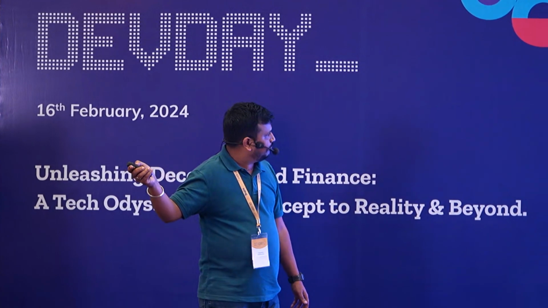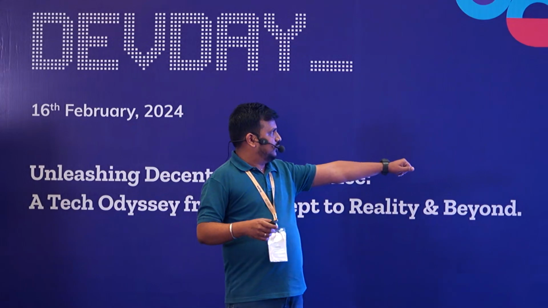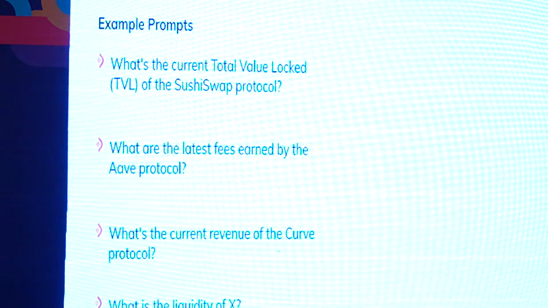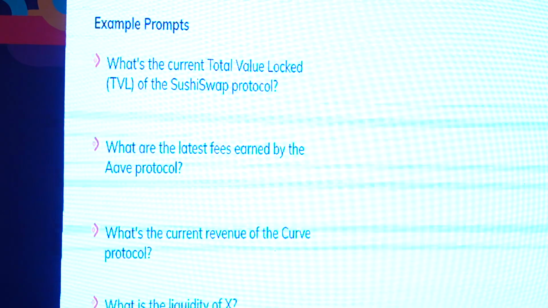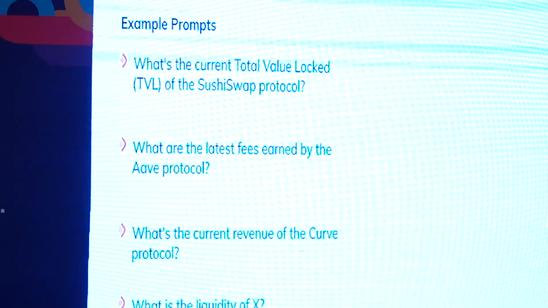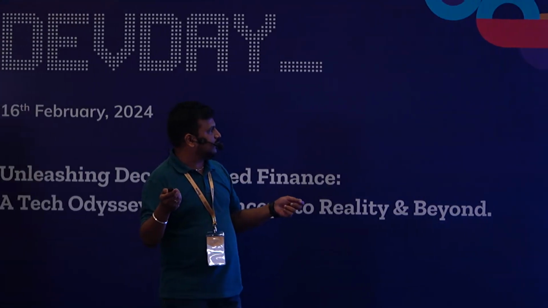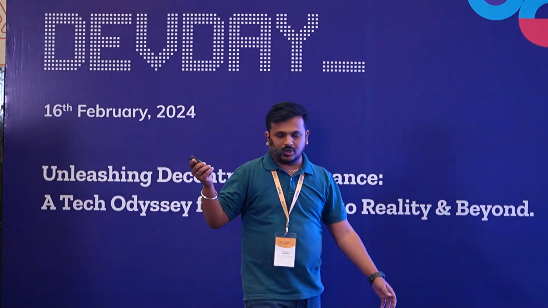So example prompts can be like, let us say, what is the TVL of SushiSwap? Or what is the current revenue of the Curve protocol? Like earlier I was saying, whenever you ask a query, along with that a prompt is designed, right? So if you give these types of prompts, what kind of outcome do you get?